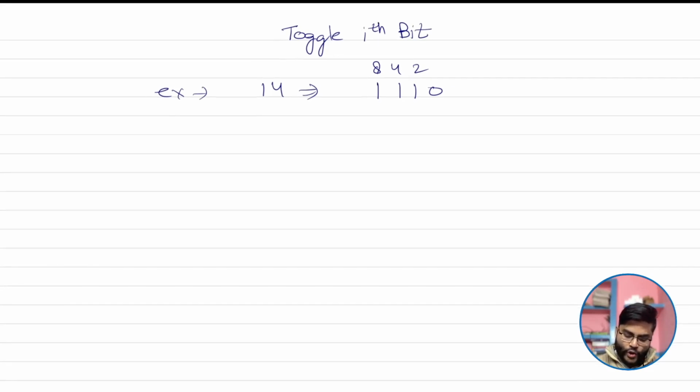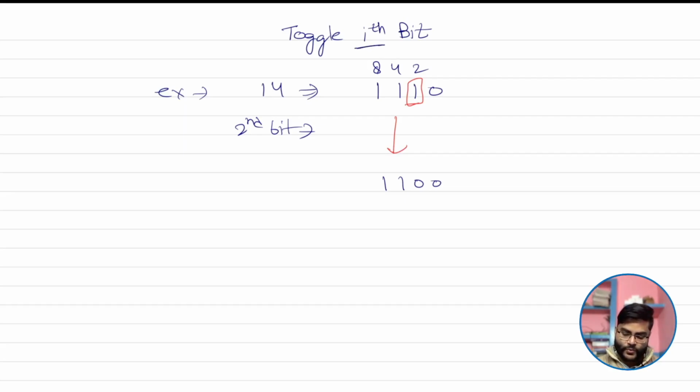Now I want to toggle, let's say, second bit. I want to toggle second bit. Okay, so this is my second bit. After toggling, it will be 1, 1, 0, 0. Okay, this is my problem statement. I want to toggle ith bit.